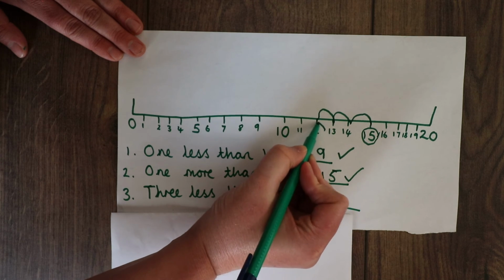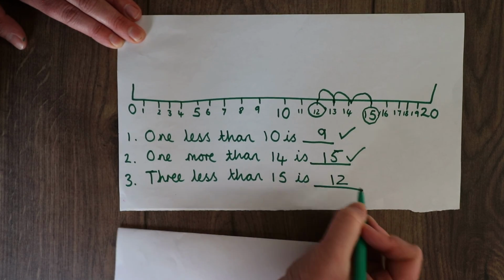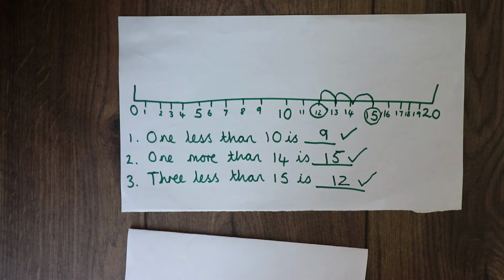1, 2, 3. 3 less than 15 is 12. Well done if you got those right.